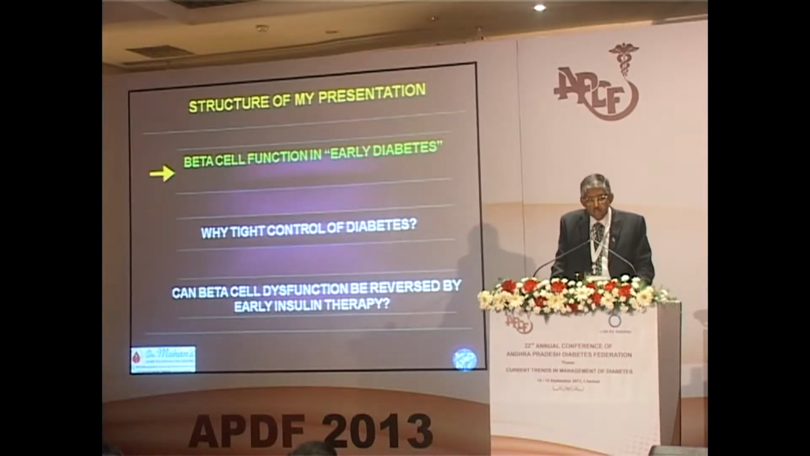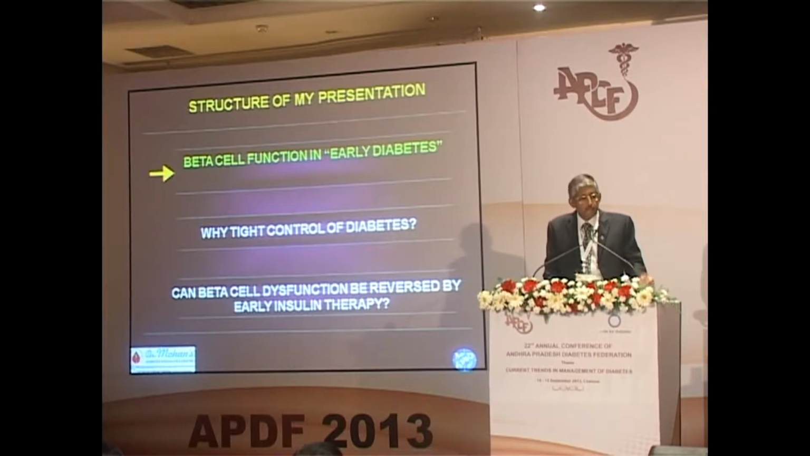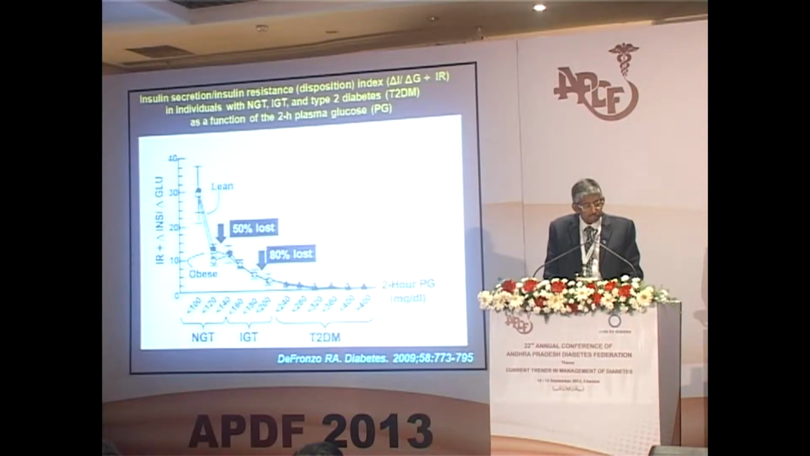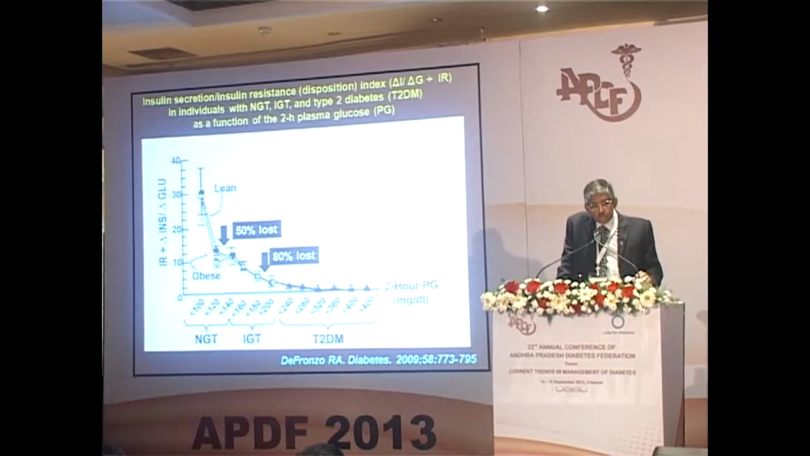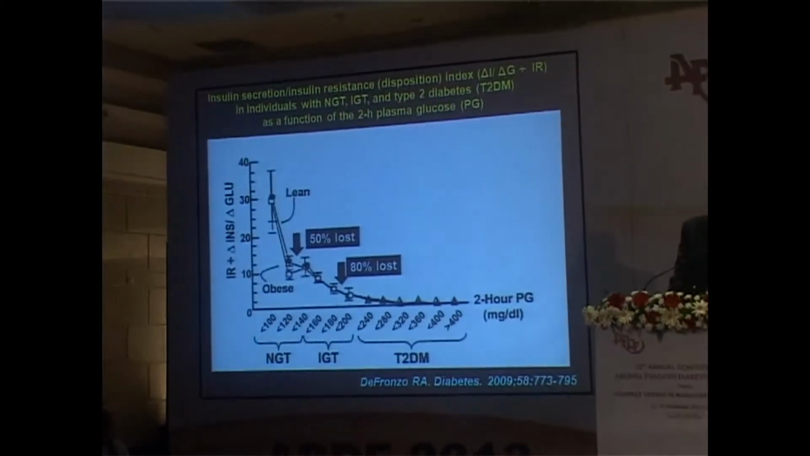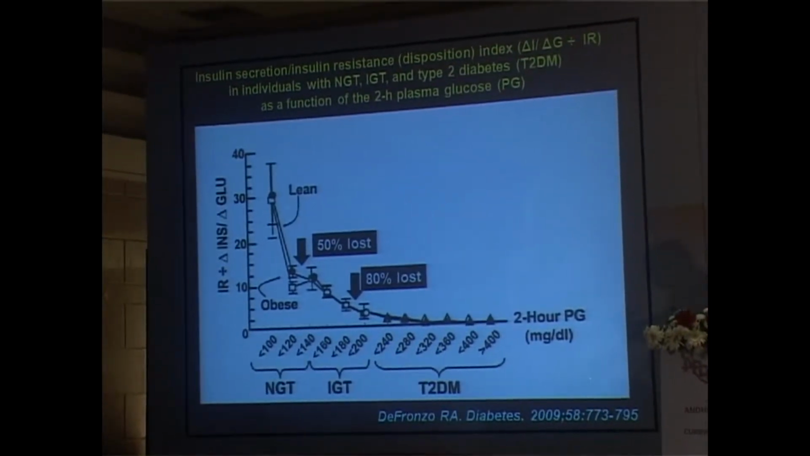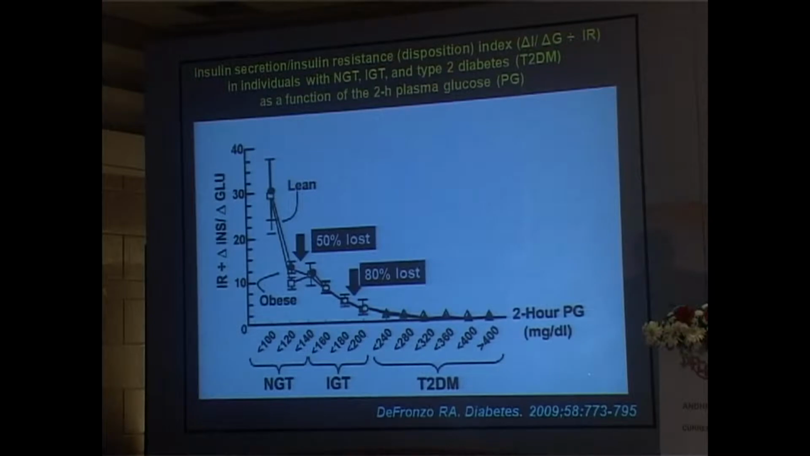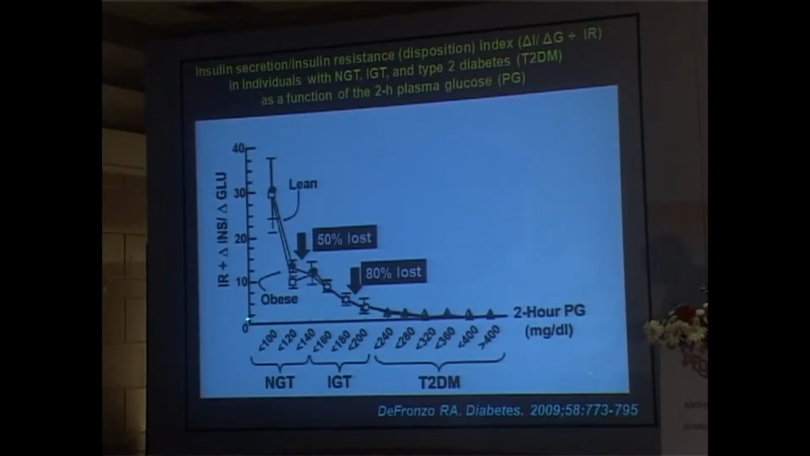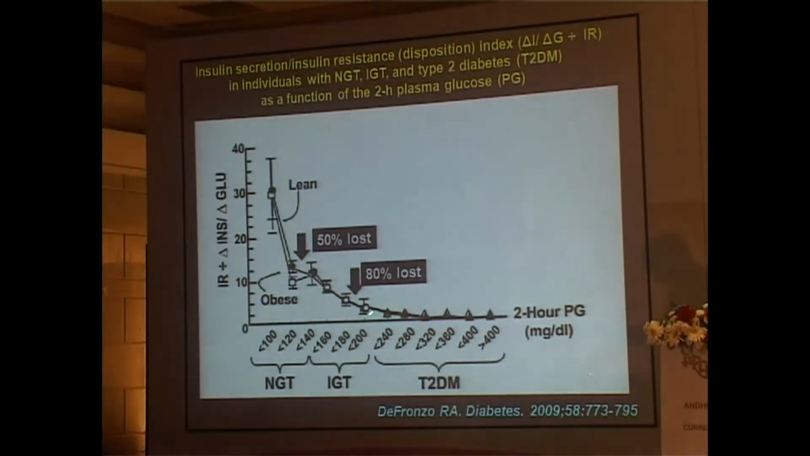So my first concept that I want to talk to you about is beta cell function in early diabetes. This is put in inverted commas because I think in a way Dr. Vagesh alluded to this using Peter Butler's data, but this is DeFronzo's data, where he is showing the disposition index, which is the measurement of beta cell function, in people who have normal glucose tolerance, IGT, and diabetes. Normal glucose tolerance is a 2-hour value up to 140. 140 to 200 is IGT, and beyond that is diabetes.